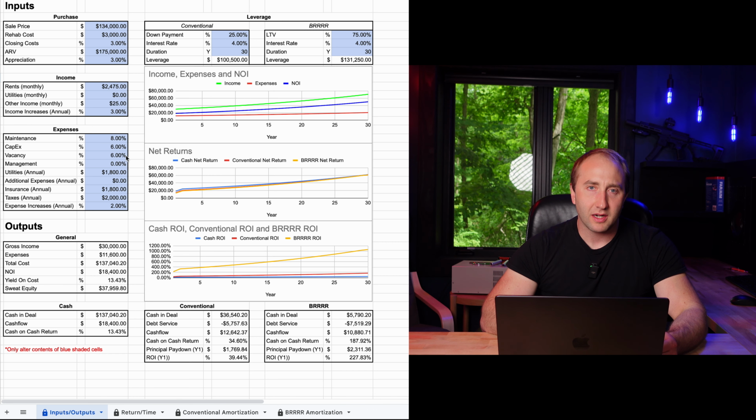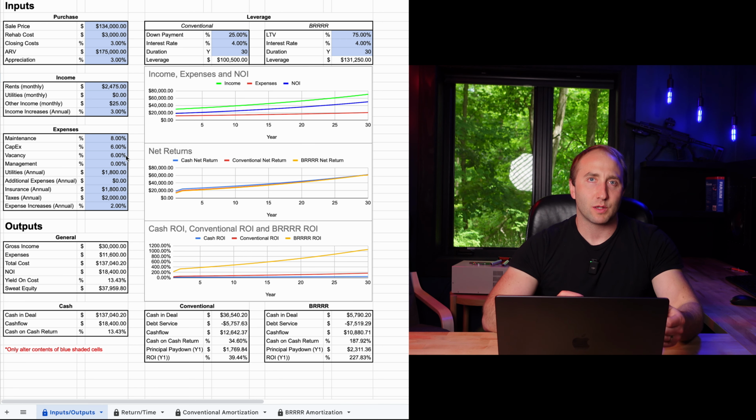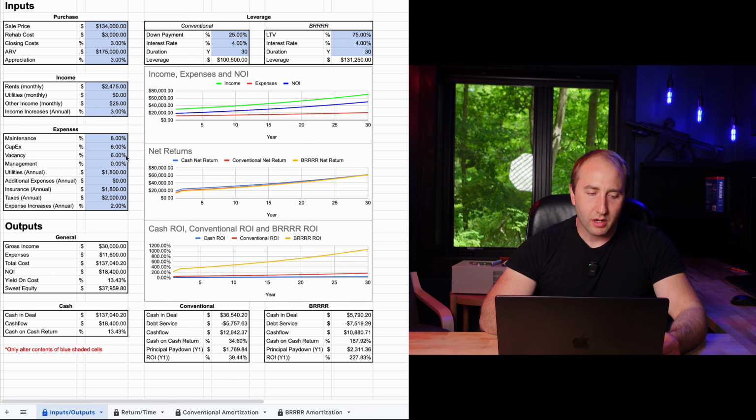Vacancy, typically you're not going to have 100% occupancy. Some properties you might over a nice span of time, and that's fantastic when you do, but you don't underwrite to 100% occupancy because in reality you have turnover. This assumes that 6% of my gross income or potential gross income is lost to vacancy.